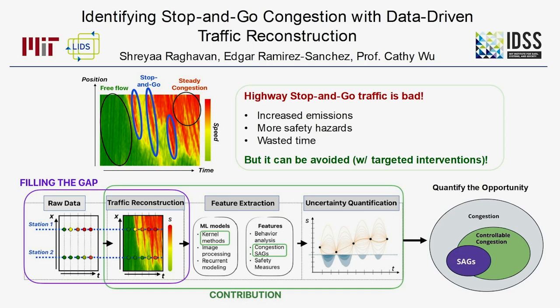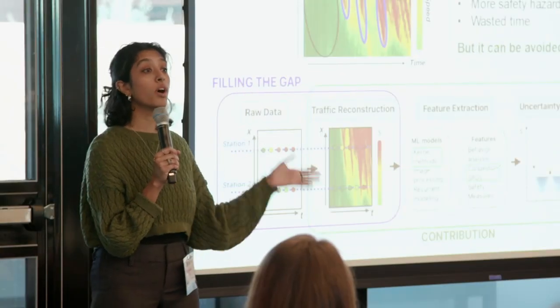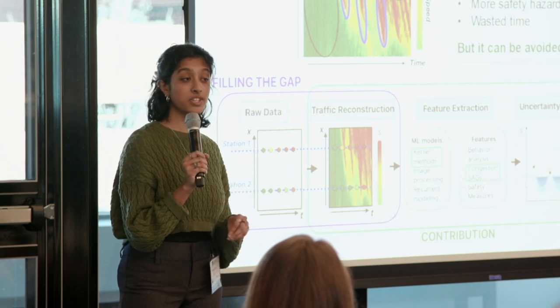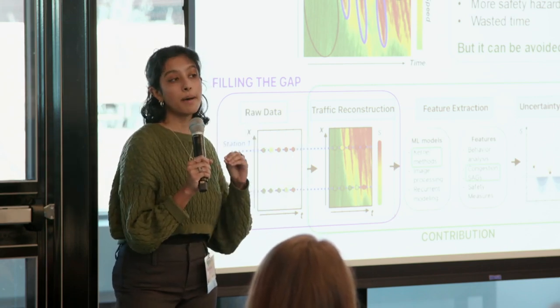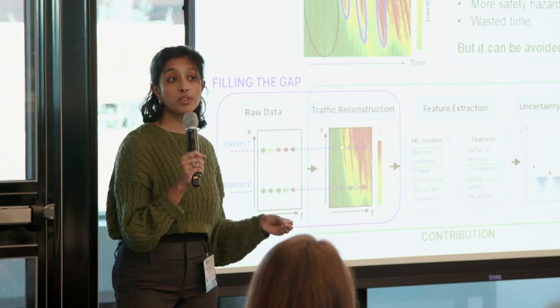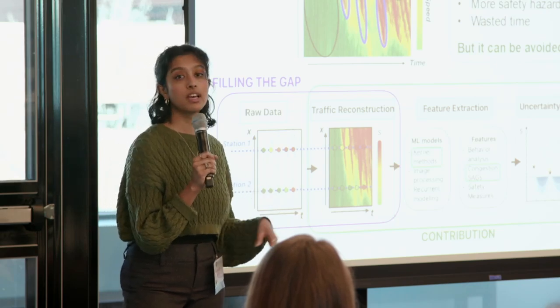So what this work is on is using the sparse highway data to then reconstruct a full picture of what happens in traffic. And then we're able to extract our features of interest and do some analysis on that. And the end goal of this is to be able to, one, more effectively deploy interventions so that we can target stop-and-go traffic and mitigate it. But also, we want to quantify the opportunity that mitigating stop-and-go presents.